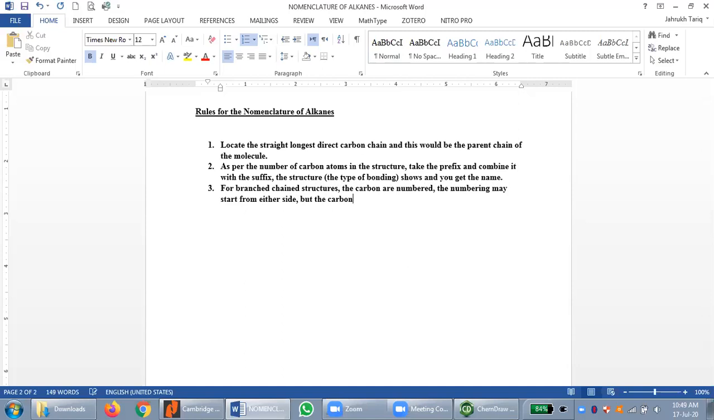But the carbon atom connected to the branch slash functional group should get the lowest possible number from that numbering sequence. We can start a numbering from either side. आप numbering किसी भी side से शुरू कर दे सकते हैं. जब हम कोई structure बनाएंगे, carbon atoms को number करेंगे 1, 2, 3, 4, 5. हम सिर्फ parent chain को number करते हैं. ठीक है?